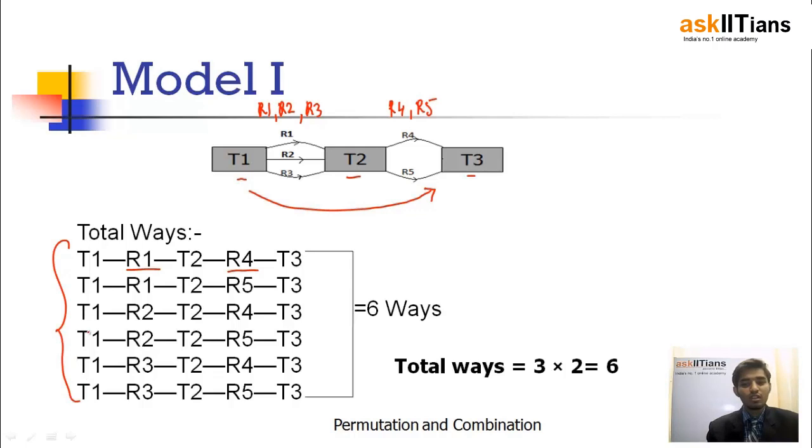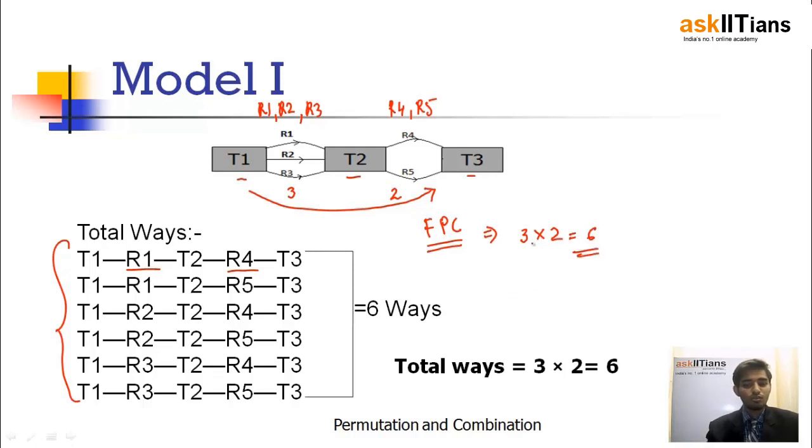to T3, and if I use the fundamental principle of counting, then I can directly get the number of ways in which I can go from T1 to T2. Either I can take R1 or I can take R2 or I can take R3. So 3 possible ways, and for going from T2 to T3 there are 2 possible ways, that is R4 and R5. So directly I can say if I want to go from T1 to T3 there can be 3 into 2, that is 6 ways.